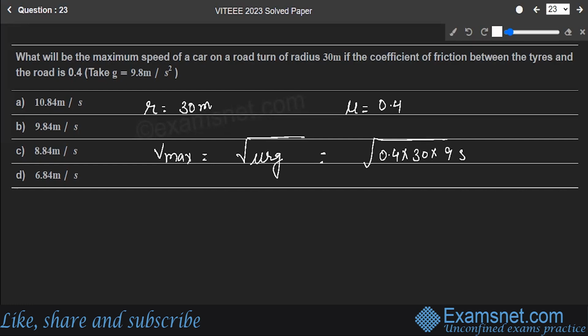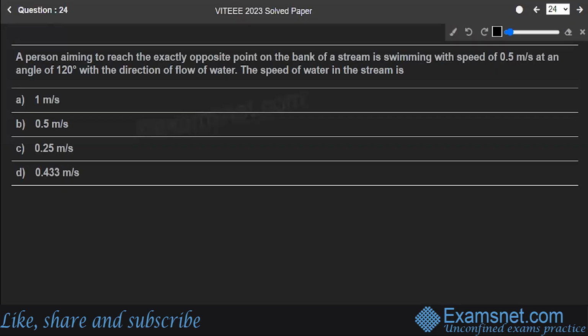This is 9.8. On solving this, you will get 10.84 meters per second as the answer. That makes the first option the correct answer. Hope you got that. Let's move to the next question.